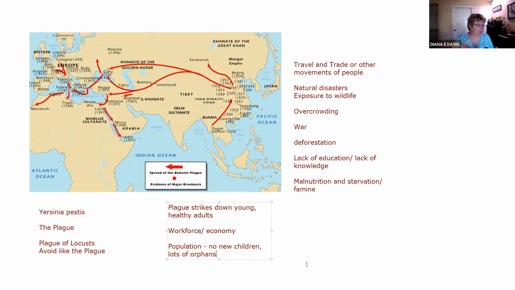Okay, so screenshot time, and we're going to talk a little bit about the biology, what the Black Death does, what forms of Black Death there are.